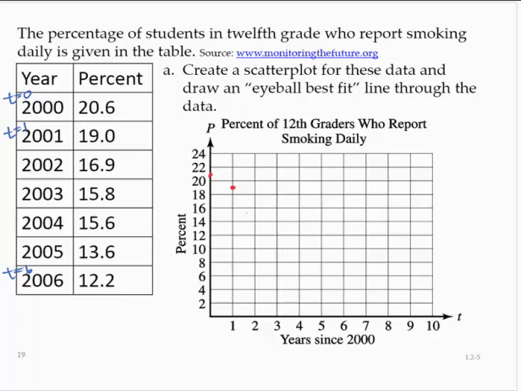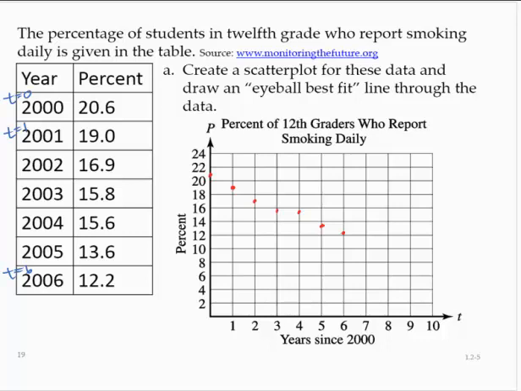T equals 2 and 16.9. T equals 3 and 15.8. T equals 4 and 15.6. T equals 5 and 13.6. T equals 6 and 12.2. All right, so it looks like a nice linear trend between the data.